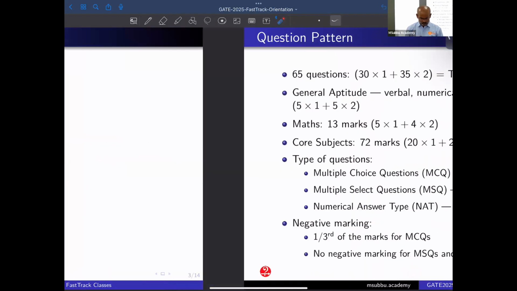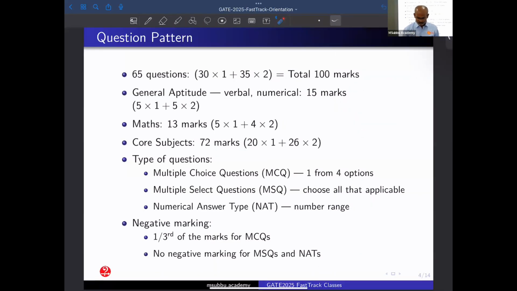Coming to the question pattern, the exam is for 100 marks. We have 1-mark questions and 2-mark questions: 30 into 1 and 35 into 2, totally 100 marks.